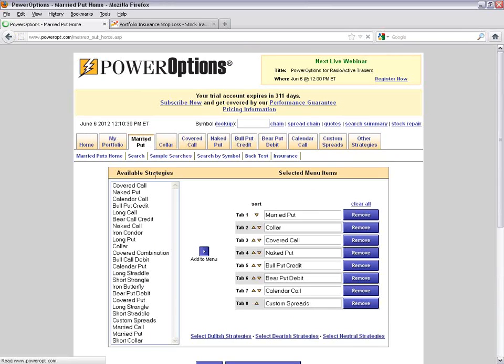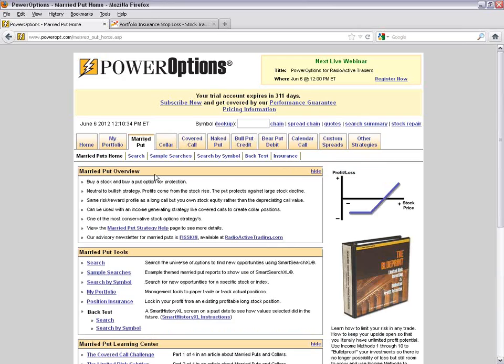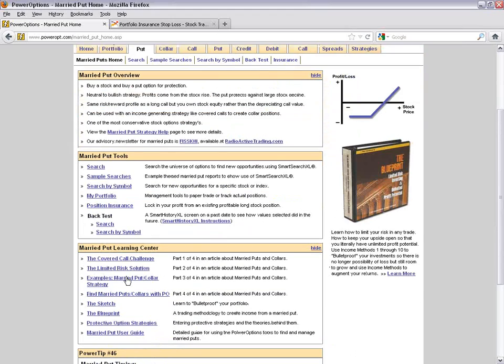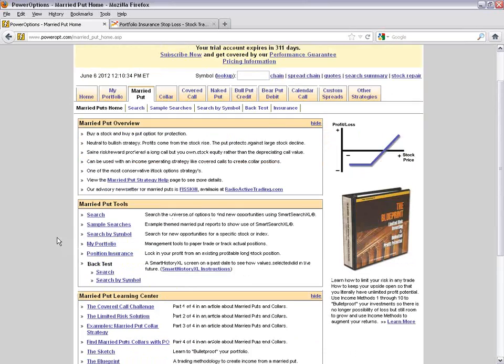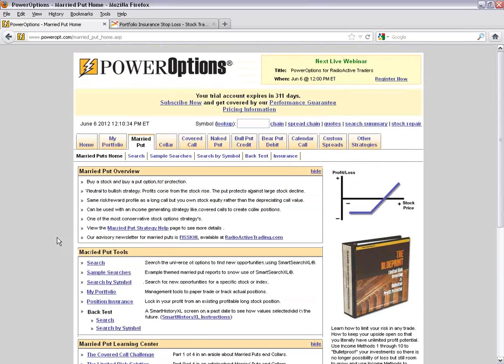Okay. Now, when I want to get started in the Married Put, we're just going to click on the Married Put tab. That just takes us to the main Married Put homepage. Basic overview, quick links to the different tools and a brief description for each one, and then some articles and white papers available here in the Learning Center. Now let's say we've been tracking a stock, we've read about a stock in the news, and we're looking to open a protected position following the rules in the blueprint.